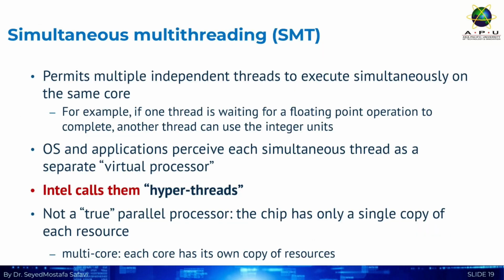Now, let's look at another clever trick: simultaneous multithreading, SMT. This is a brilliant way to use the empty space in a single core's execution pipeline. Think of it this way. If one thread is paused, waiting for a piece of data, say a floating point operation, the core doesn't just sit idle. SMT lets another independent thread jump in and use the core's integer units. The operating system and applications see each simultaneous thread as a separate virtual processor. It's important to remember this is not a true parallel processor like a multi-core system, as it still shares the single core's resources. It's an optimization technique to maximize the utilization of a single core.